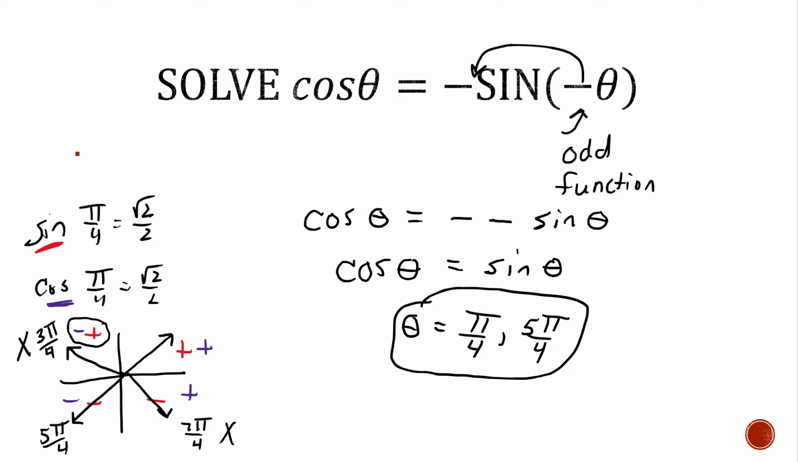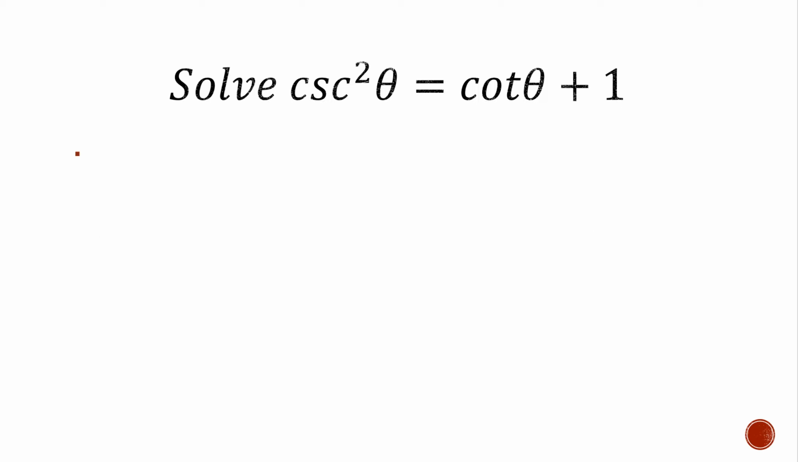All right, and then I'm going to show you one more problem. I'm just trying to hit the different types of problems that you might see in homework. All right, so cosecant squared is equal to cotangent plus 1. This is very similar to the sine cosine one that we looked at a minute ago.